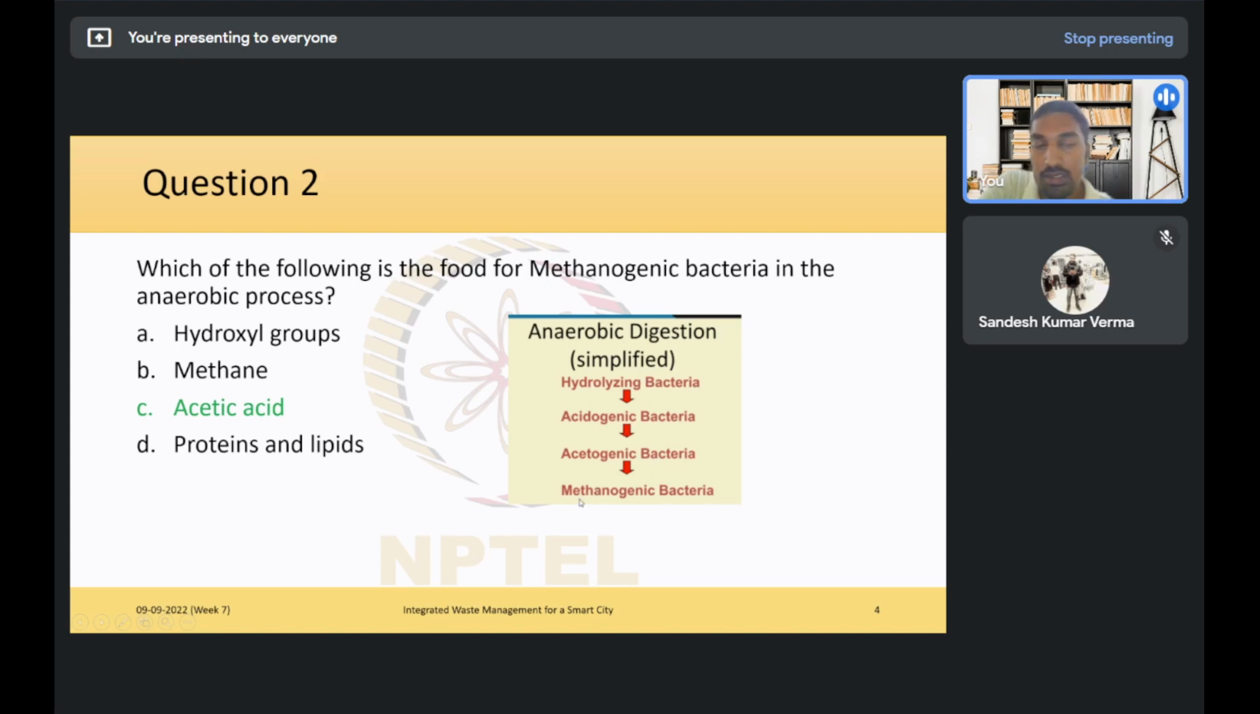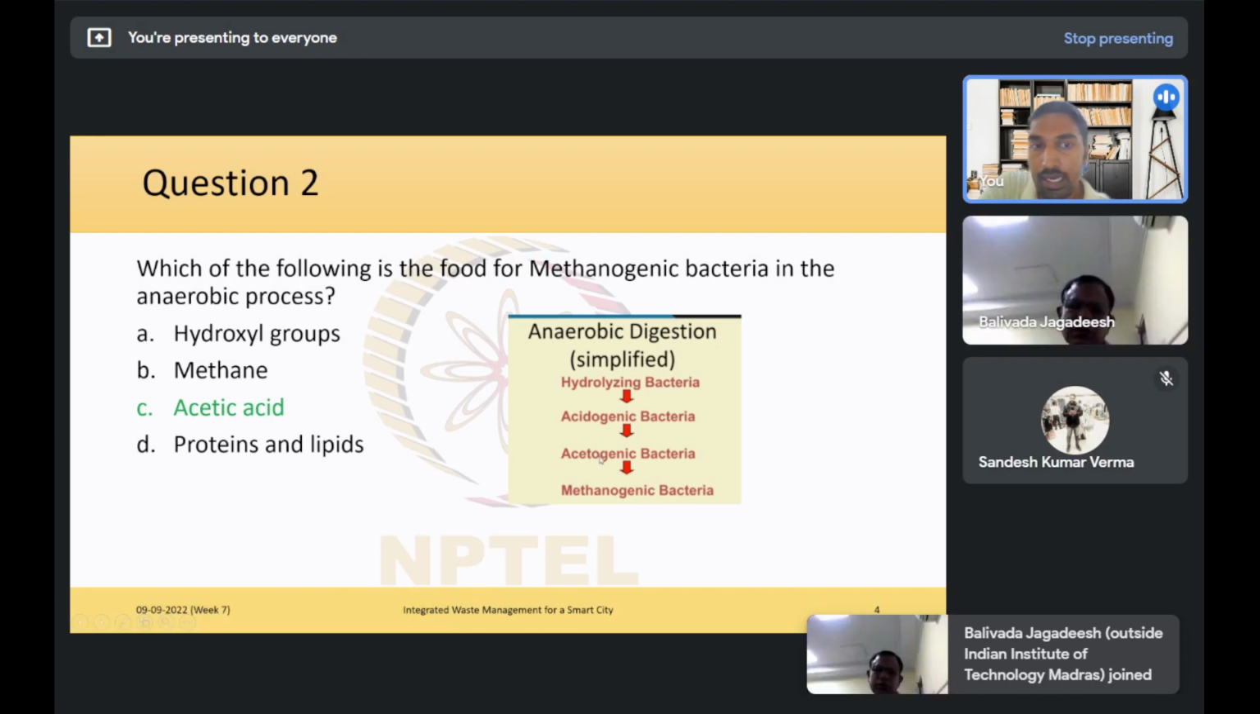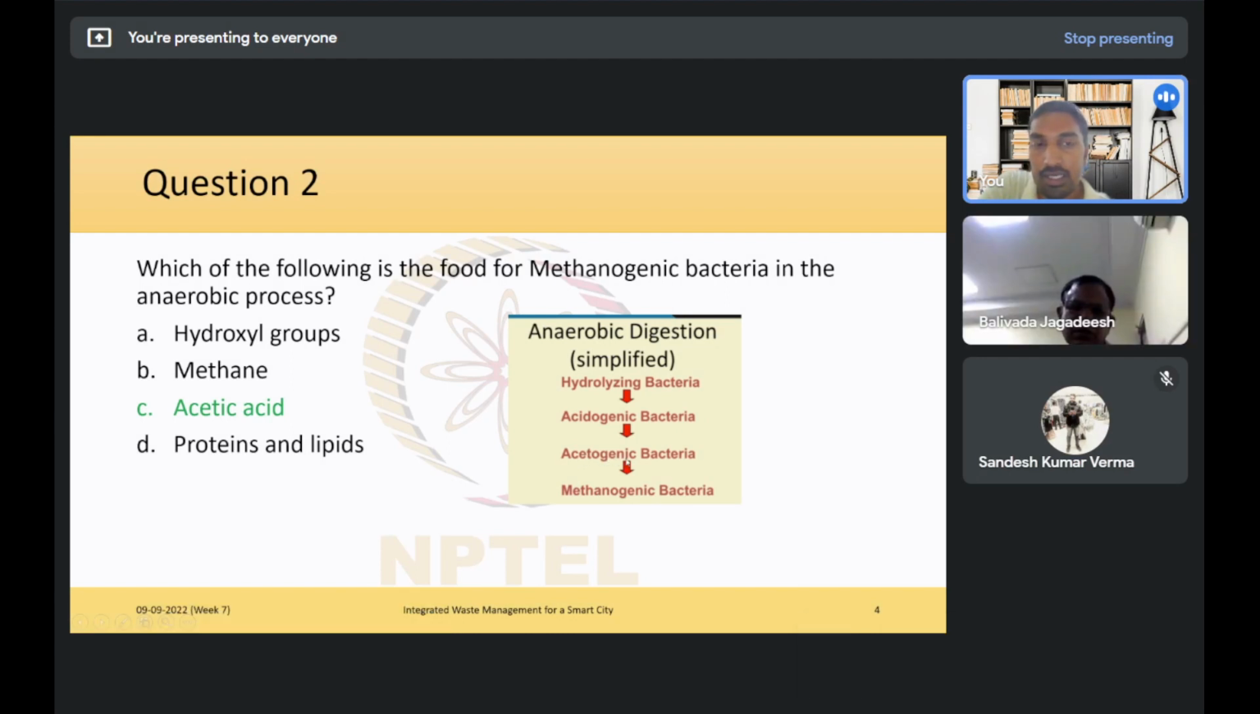So the methanogenesis is the last step of this anaerobic digestion, right? Before this methanogenesis takes place, the acetogenic bacteria acts on the organic waste and then produces the acetic acid. So the end product of the acetogenic bacteria, which is the acetic acid, becomes the food for the methanogenic bacteria. Therefore, option C is the right answer. So the acetic acid is what is taken by this methanogenic bacteria and then converted into methane.